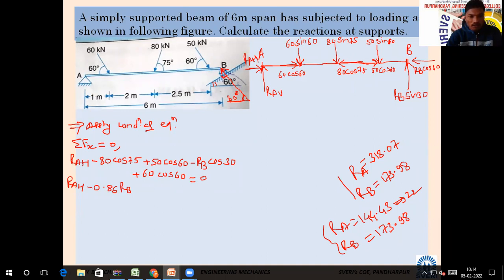The remaining three terms: minus 80 cos 75 plus 50 cos 60 plus 60 cos 60. Minus 34.29. Shall I give it in equal-to format or this way only? Equal to minus 34.29. Be careful, because once this term goes to the other side, it will become negative. How much is it? Minus 34.29.